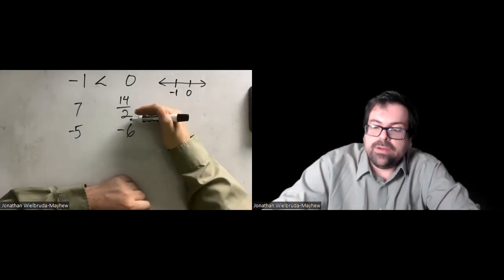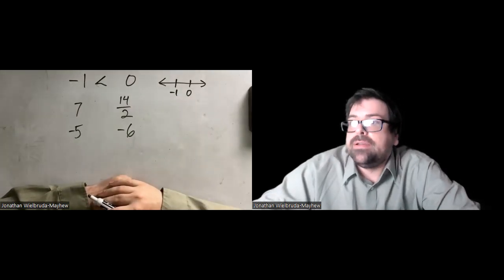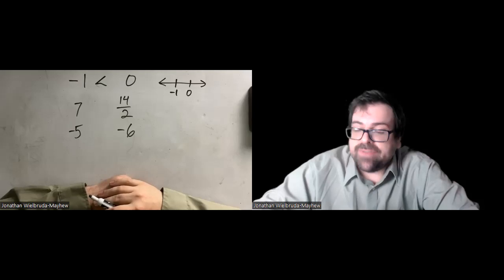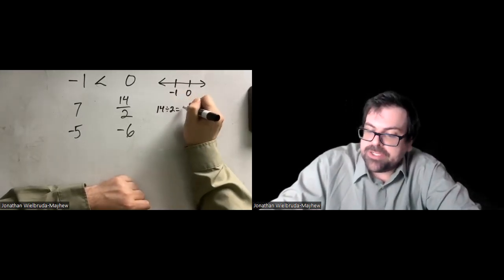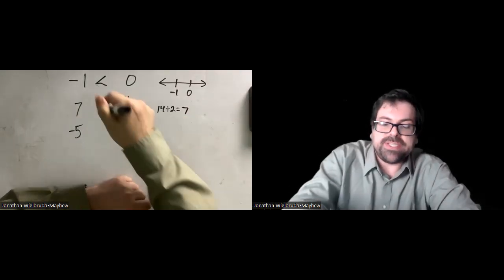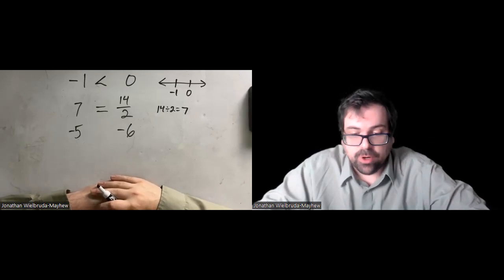In this second one, 14 over 2, 14 halves. That's a division problem. 14 divided by 2. 14 divided by 2 is 7, which means these are both 7. Equal would be the appropriate sign.